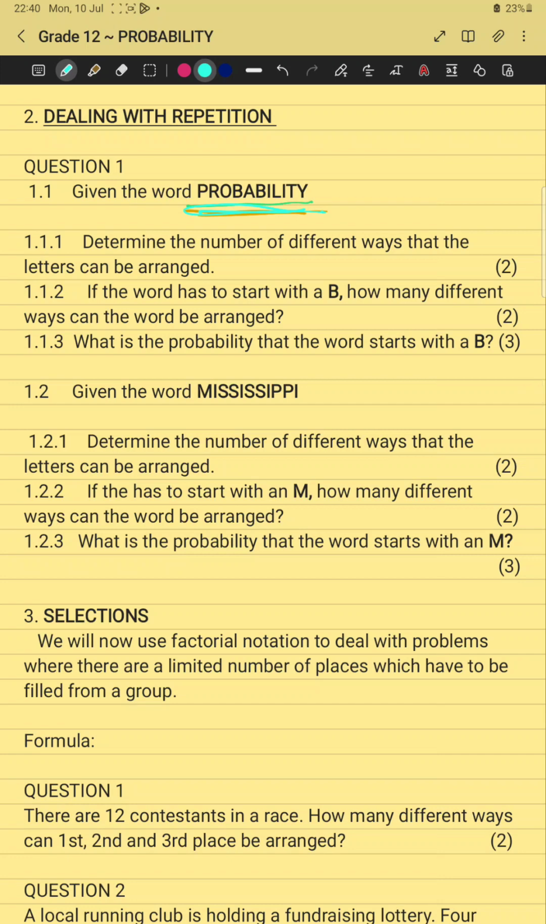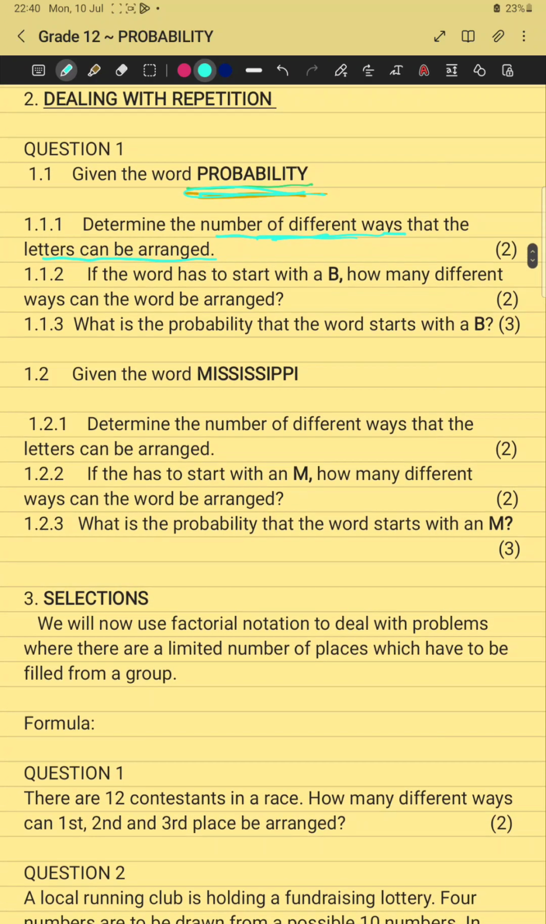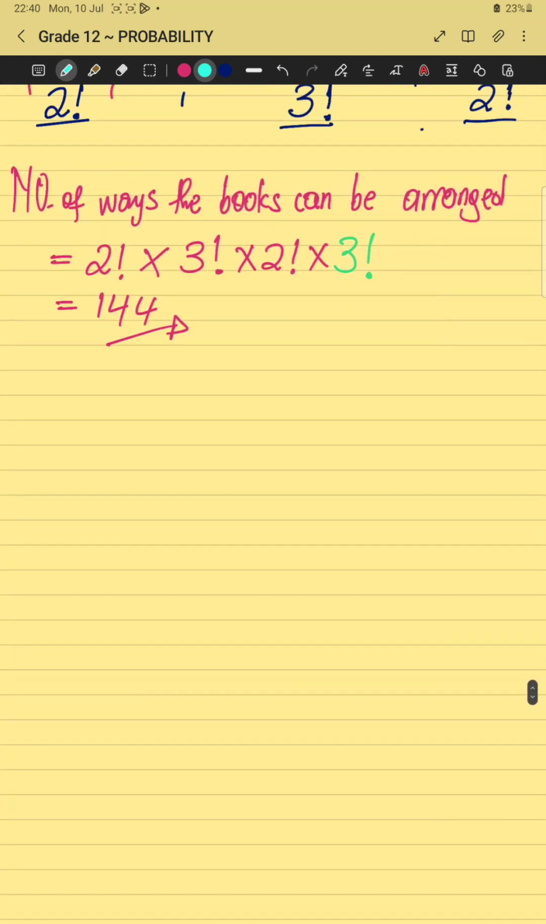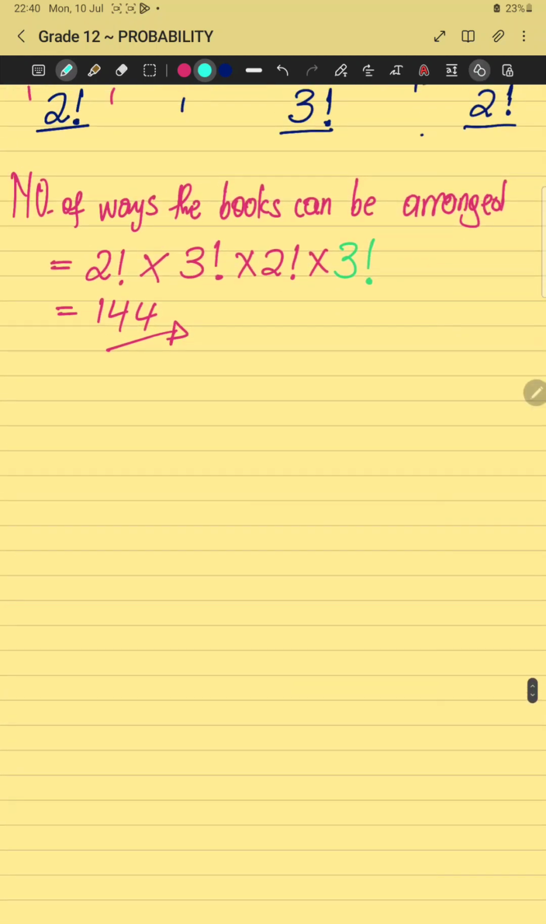Now in the first question they're saying determine the number of different ways that the letters can be arranged. Okay, guys, let's just go straight down there to answer this question. Let me just draw a line first here. Okay, then there is question 1.